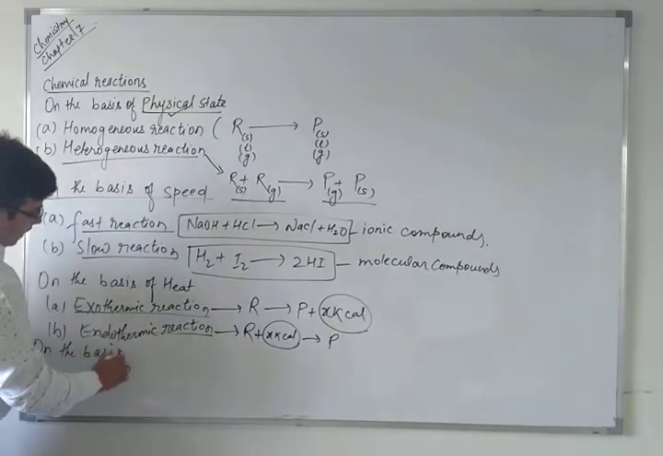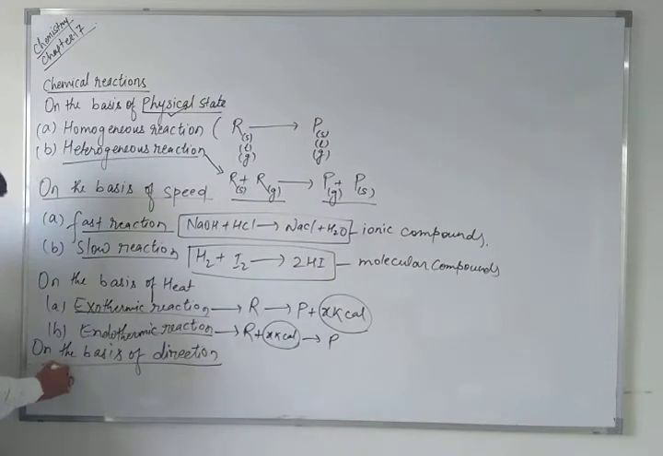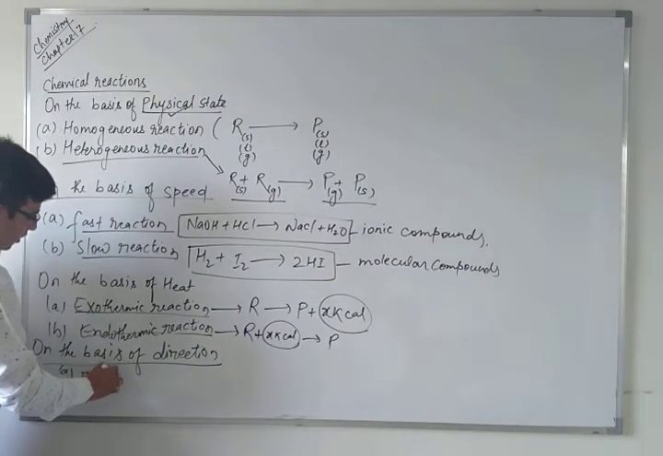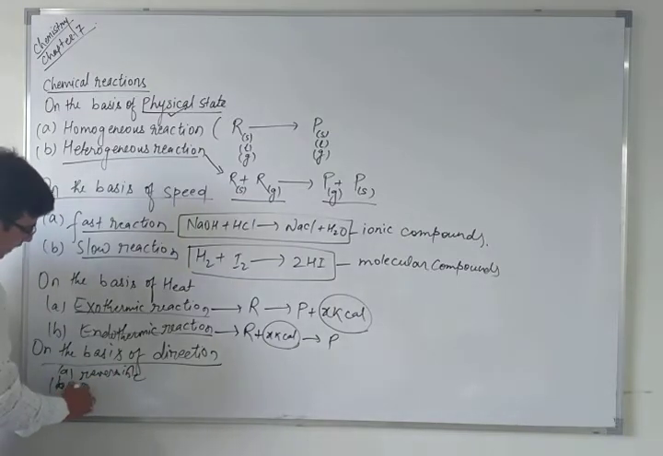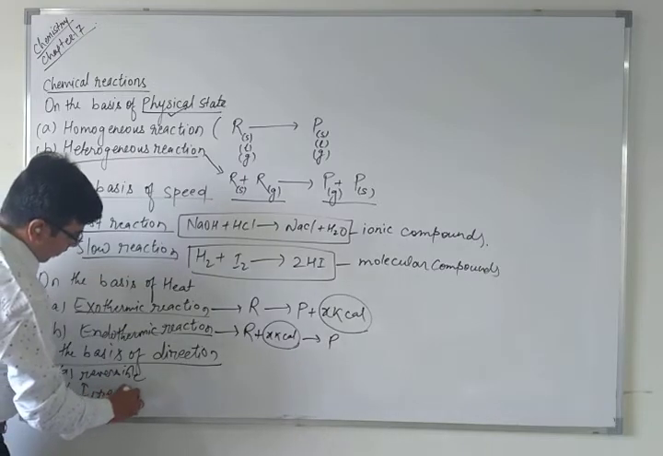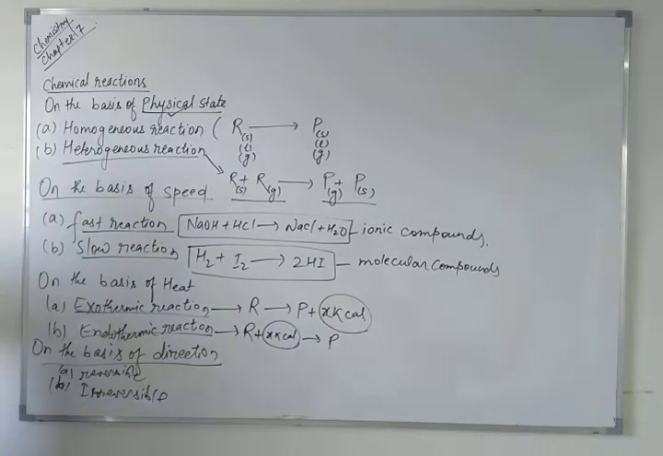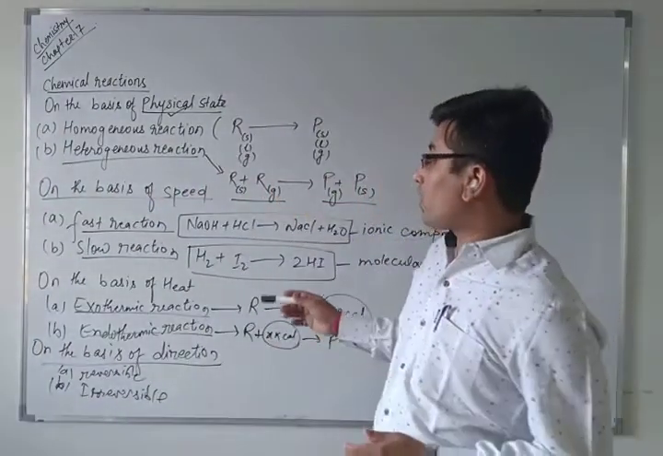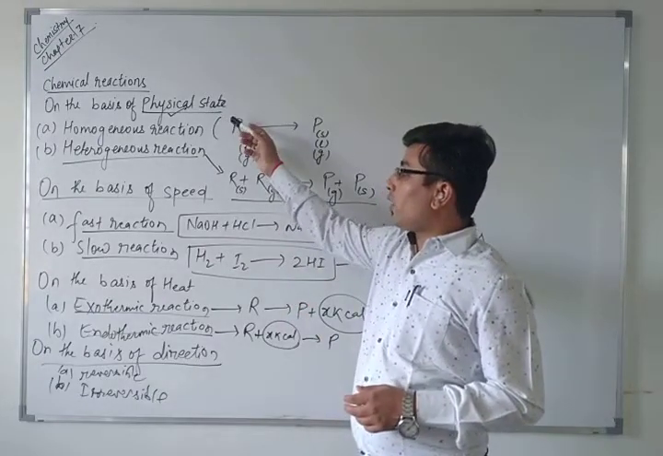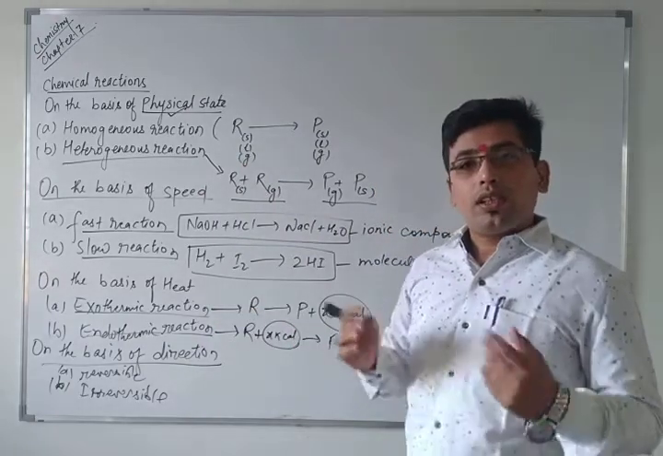On the basis of direction, there are also two types of reaction. One is reversible and the other is irreversible reaction. So there are two types of reaction on the basis of direction. Now you can ask me, sir, can one reaction be a fast reaction and homogeneous also? Means according to the physical state, according to the speed, according to the heat, and according to the direction, can one reaction be all of these?